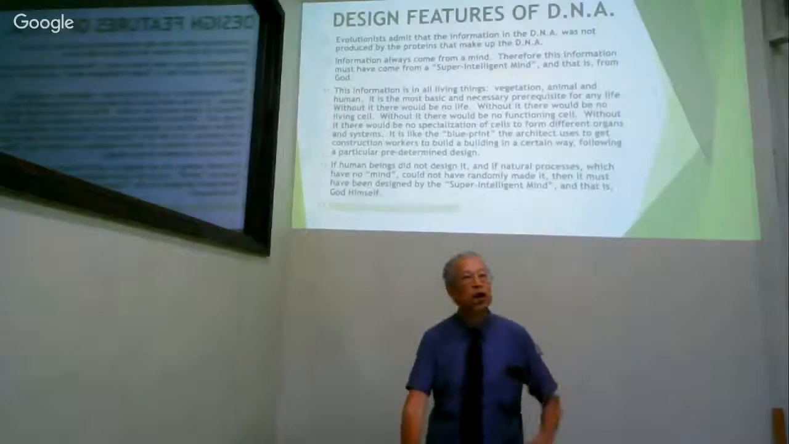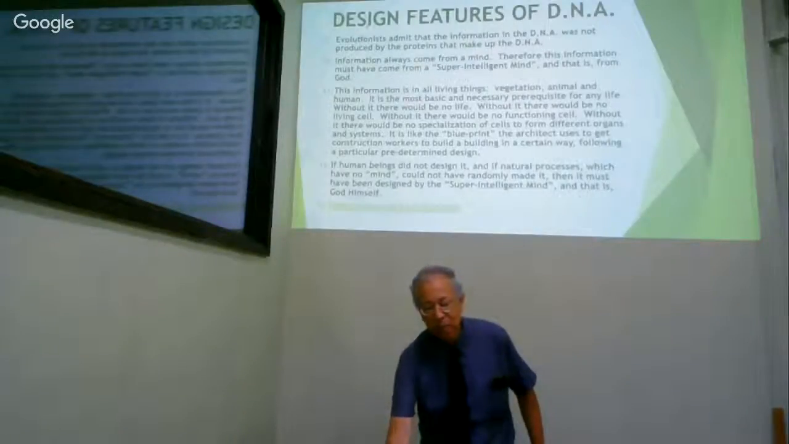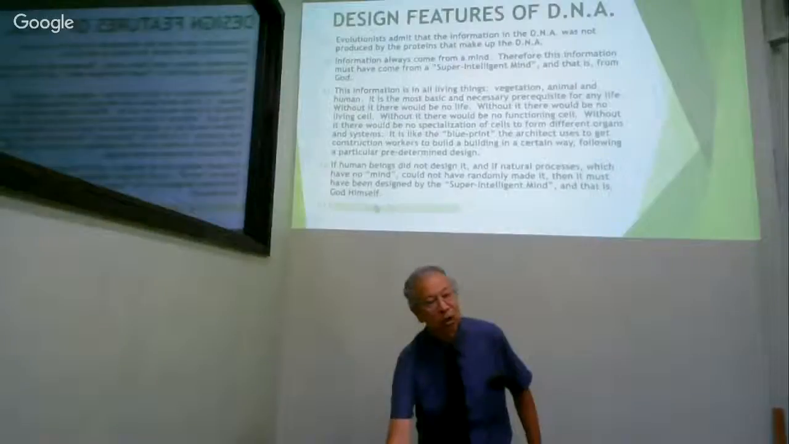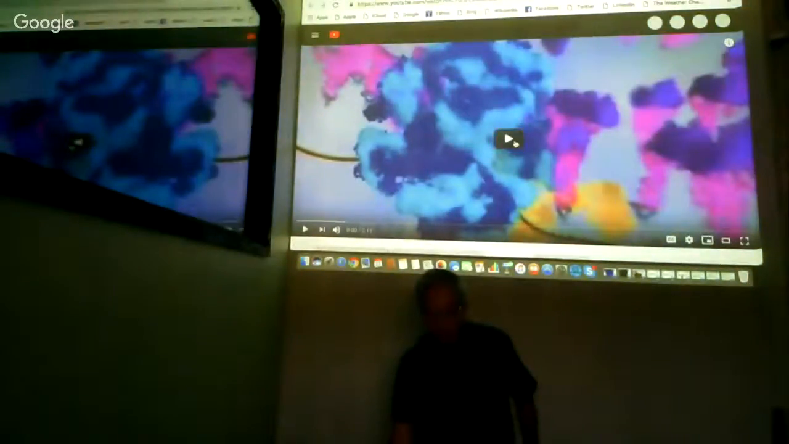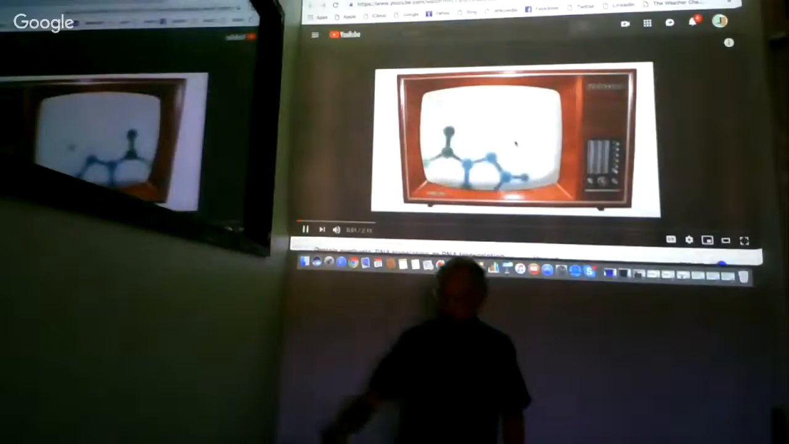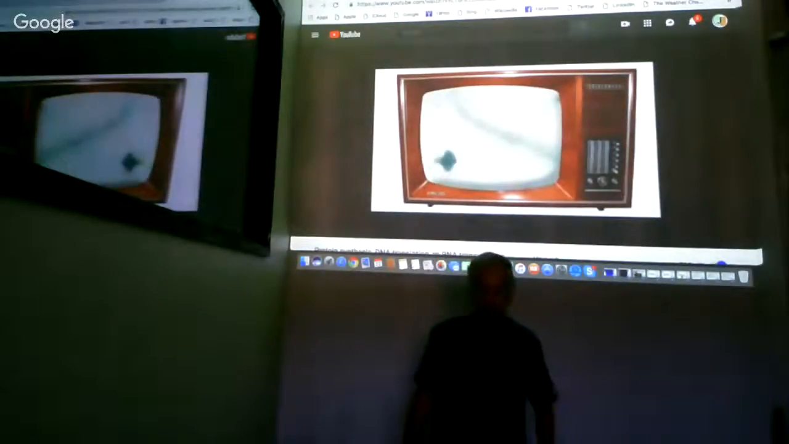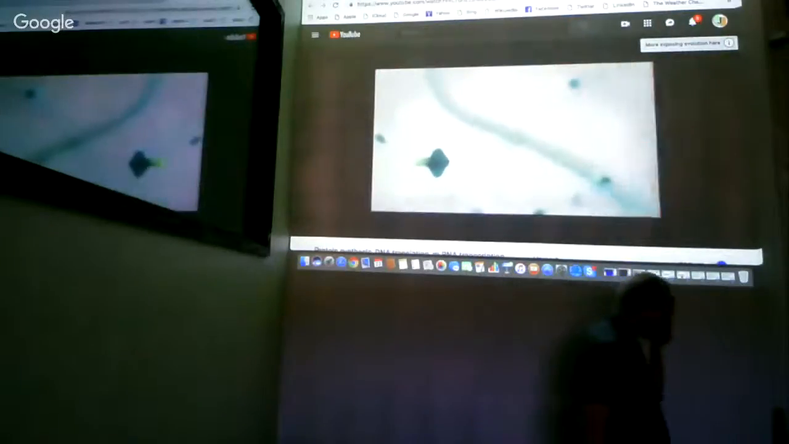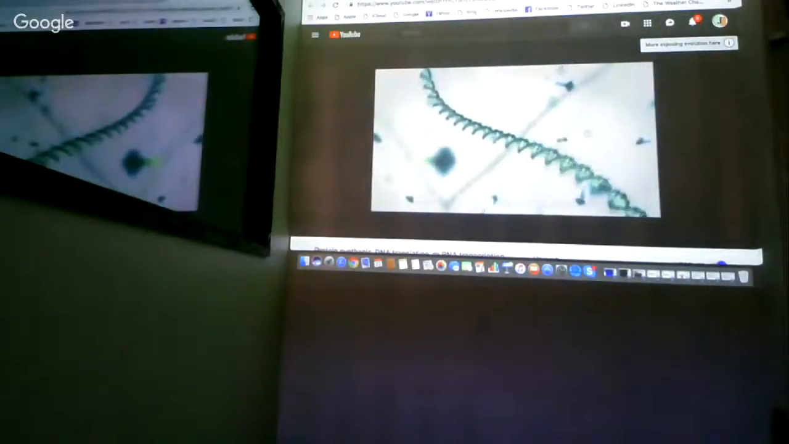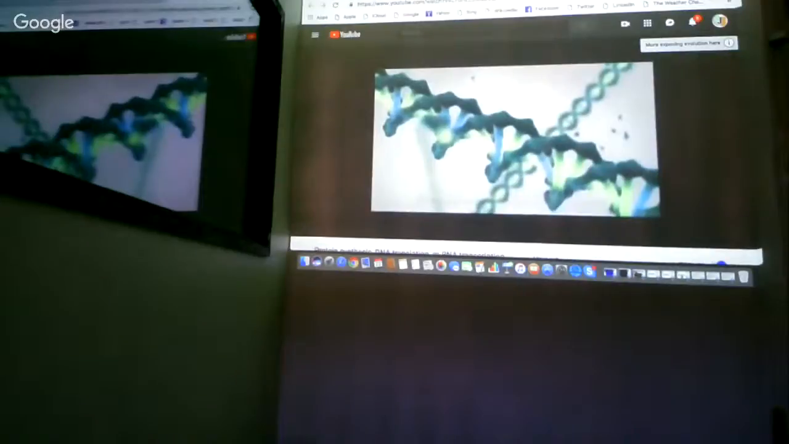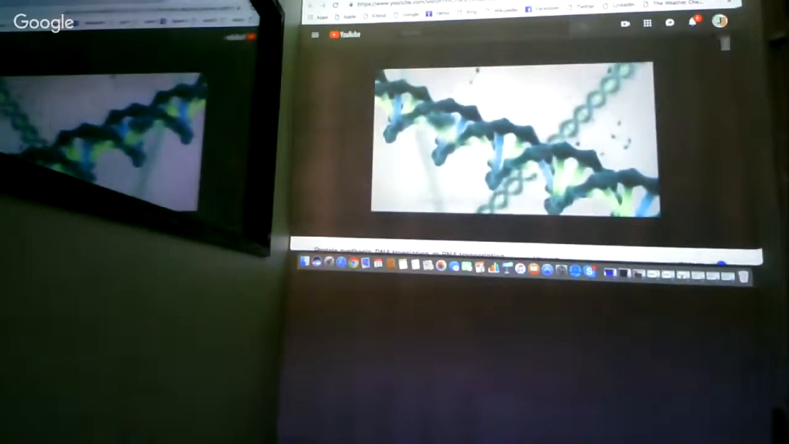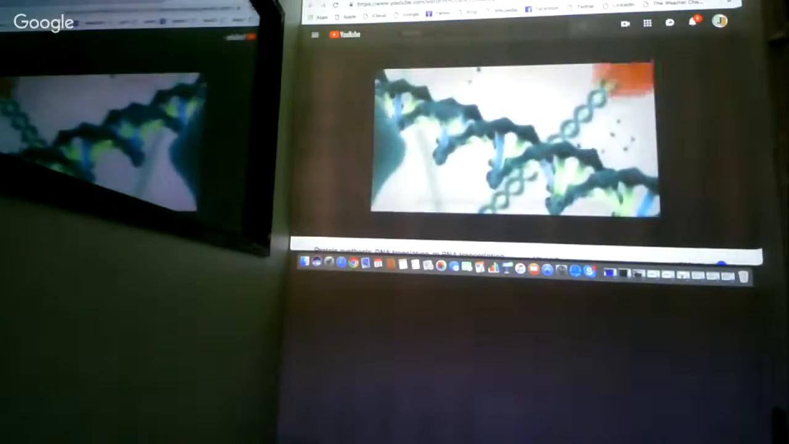So let us look at this animation of what is happening in the cell. This is the DNA. This animation demonstrates how the digital information encoded within DNA is used to direct protein synthesis. This is a DNA double helix containing the digital code which directs the cell in all aspects of operation.